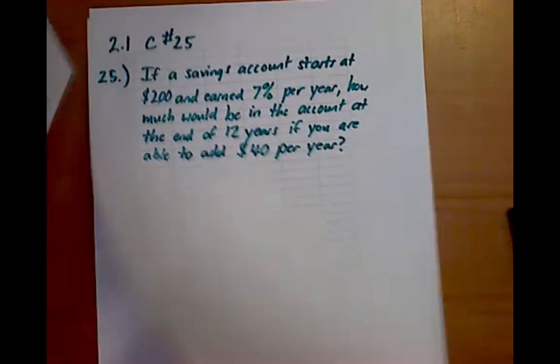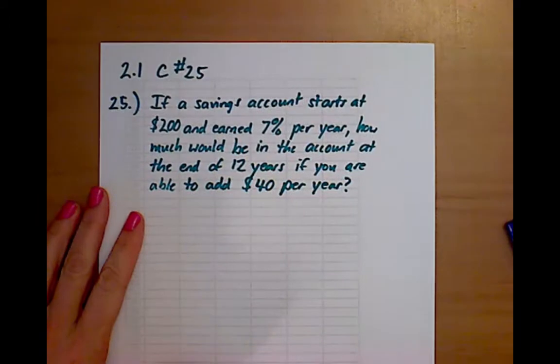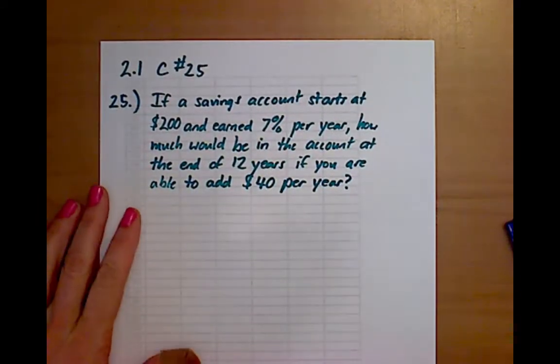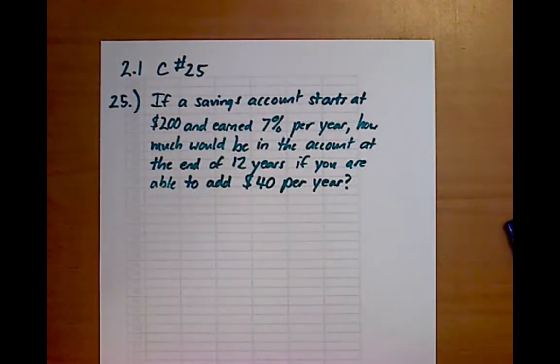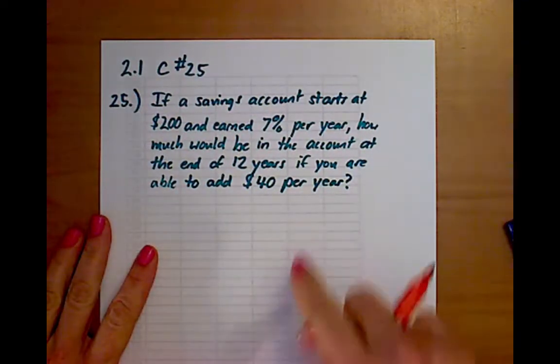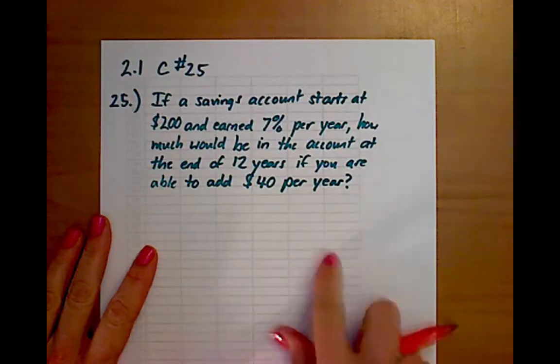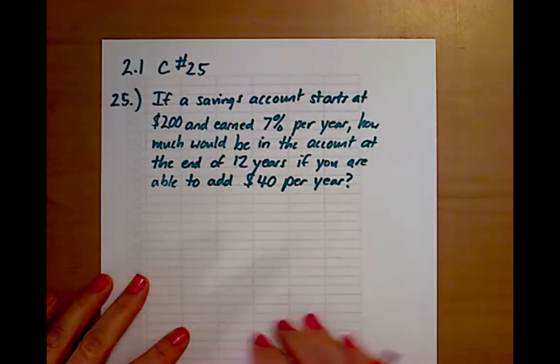Let's go on to the last one. This one's going to take a little bit longer. 2.1c number 25. If a savings account starts at $200 and earns 7% per year, how much would be in the account at the end of 12 years if you're able to add $40 per year? If you look at the chart right above this, you can see what we're going to be doing. This is really easy to do in Excel. It's going to take a little bit more legwork doing it on paper, but that's fine. We can still do it on paper.